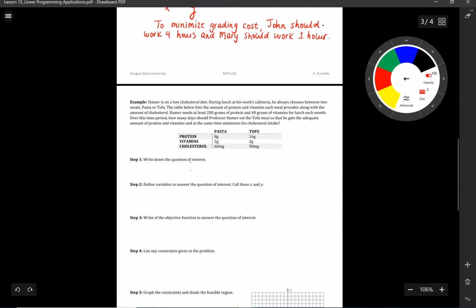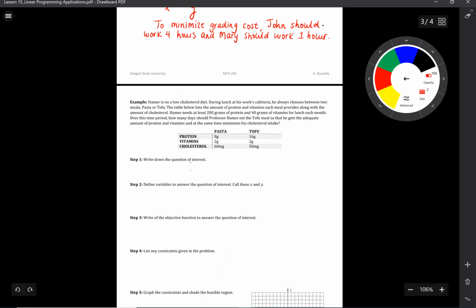We have Hamer is on a low cholesterol diet. During lunch at his work's cafeteria, he always chooses between 2 meals, pasta or tofu. The table below lists the amount of protein and vitamins each meal provides, along with the amount of cholesterol. Hamer needs at least 200 grams of protein and 40 grams of vitamins for lunch each month. Over this time period, how many days should Hamer eat the tofu so that he gets the adequate amount of protein and vitamins, at the same time minimizing his cholesterol intake?